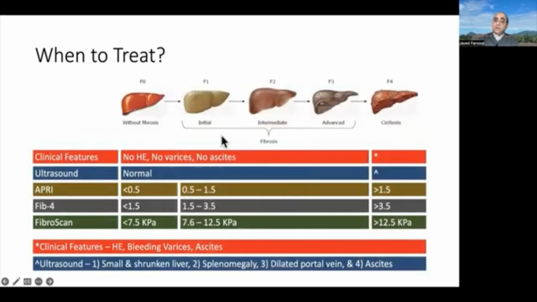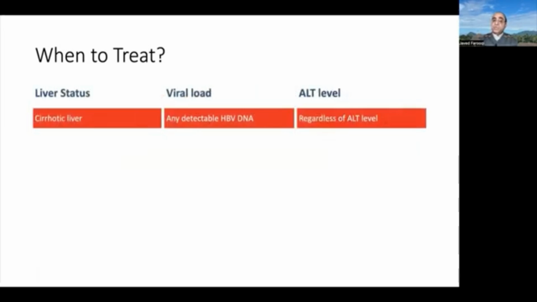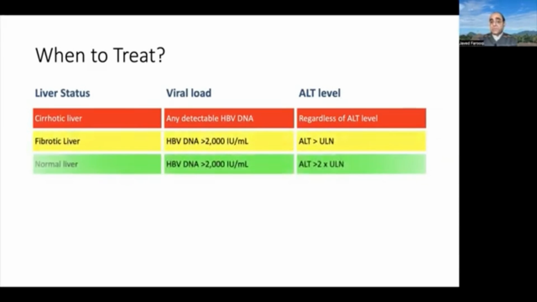If a patient has got normal liver lying over here, then you need both the parameters. The DNA level should be more than 2000, of course, but the ALT should be more than 2 times normal. When this is present, then you start the patient on antiviral treatment. So the more the liver is damaged, the lower is the threshold for the viral load as well as for the ALT levels. And when there is no fibrosis, normal liver, the ALT level is high, as well as the viral load level is also high.